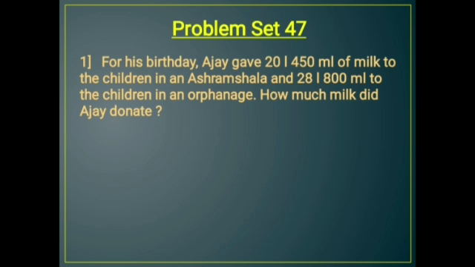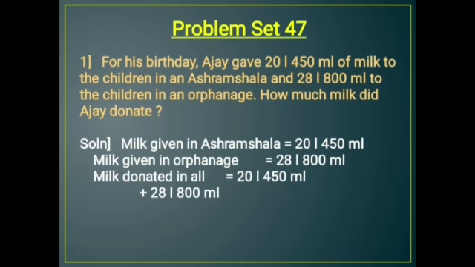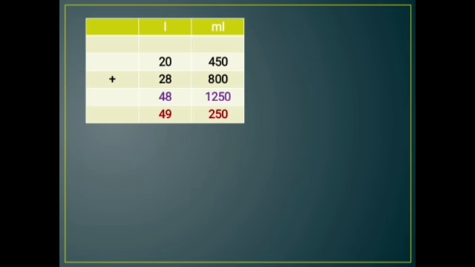So here it was Ajay's birthday. He has donated milk at two places, that is ashram shala and orphanage. So we have to find how much milk he has donated. So first, milk given in ashram shala is 20 liter 450 ml. Milk given in orphanage is equal to 28 liter 800 ml. Milk donated in all is 20 liter 450 ml plus 28 liter 800 ml.